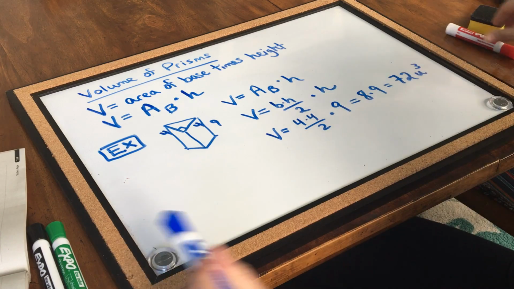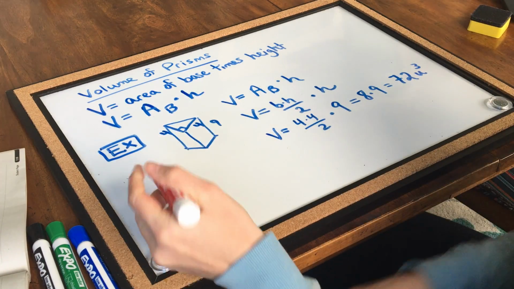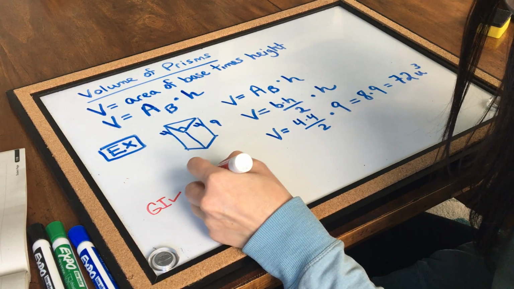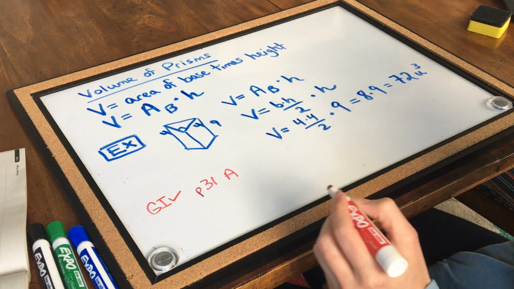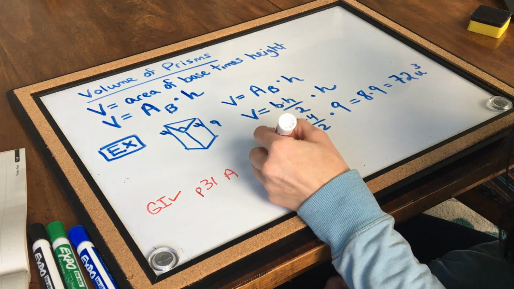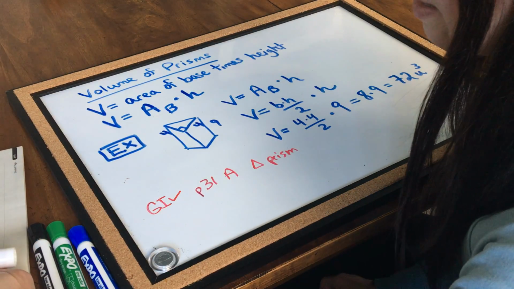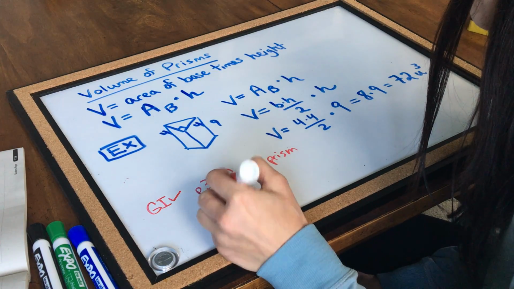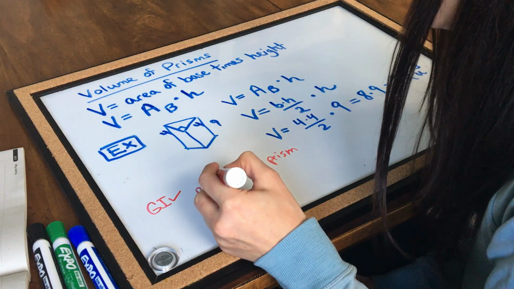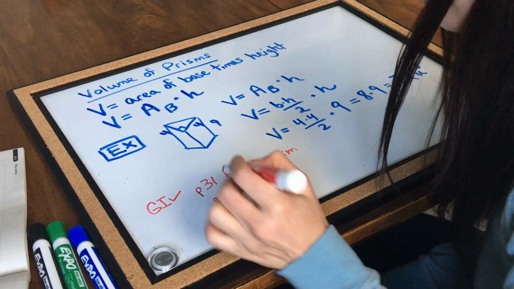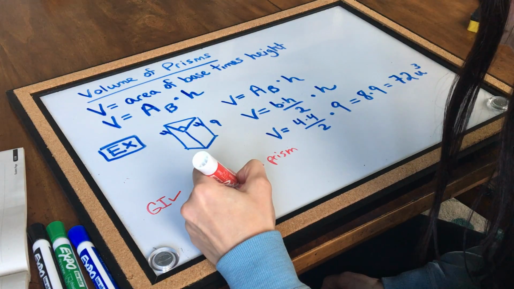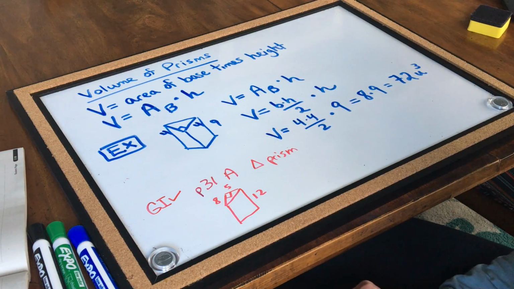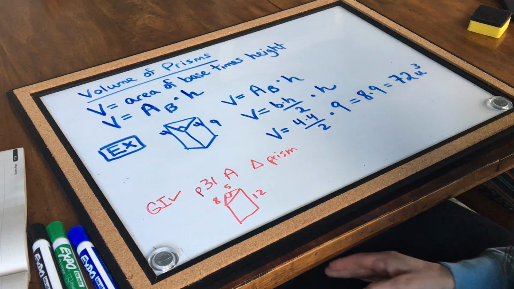Okay, it is time for the got it check. So remember, the got it check is on page 31A, and we're going to be looking at the triangular prism. So I'll draw it out for you guys. In this case, our triangular prism is another right triangle, and it's got a base and a height of 5. And as I look at this, the prism has a total height of 12. Okay, pause the video, and when you come back, we'll take a look at the solution.